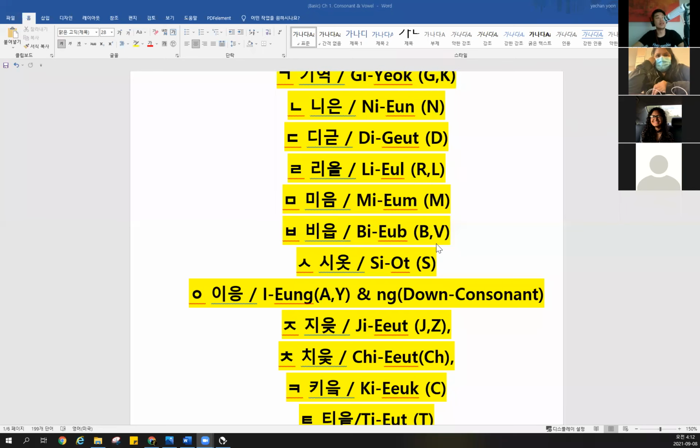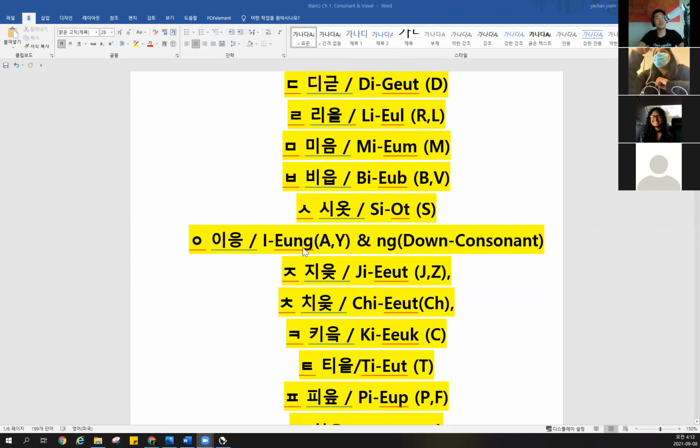Next one, 시옷, 시옷. It sounds like S, S, S. You can write it with S for that one. Next one is a bit different from the others, but you can just memorize it. 이응, you can write it with A and Y, and it sounds like uh. But when it goes to the bottom consonant, it sounds like 응.